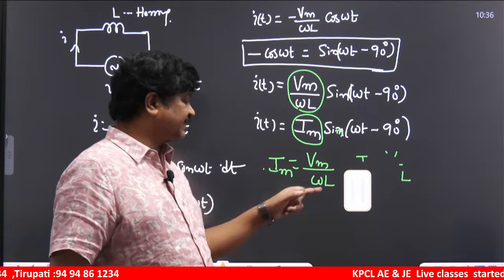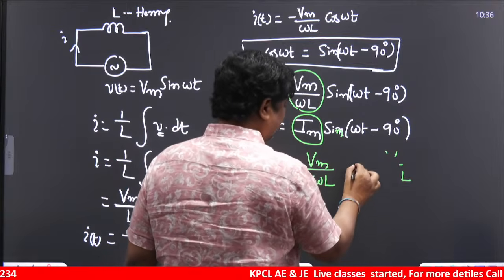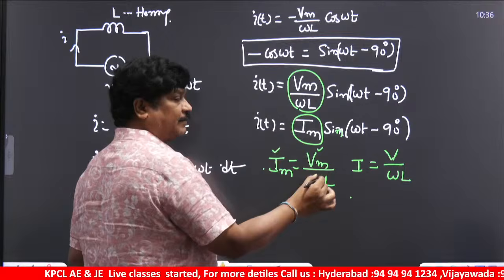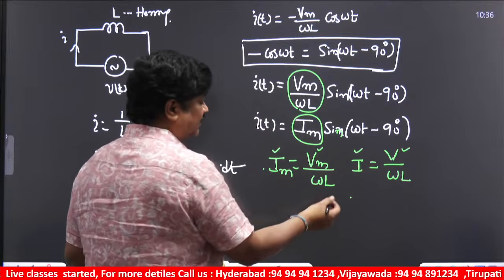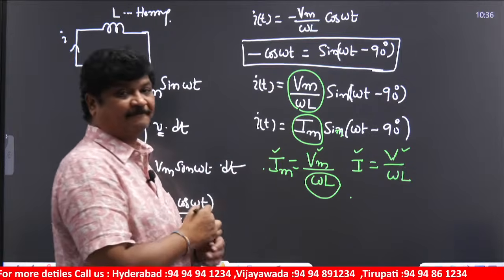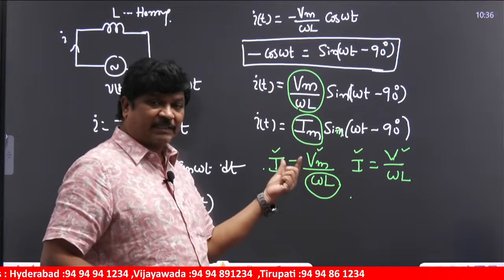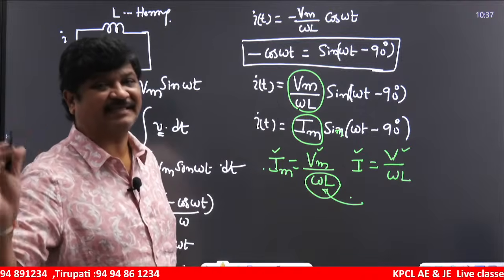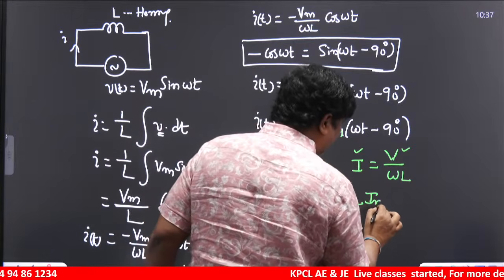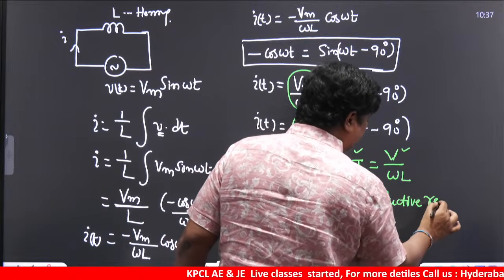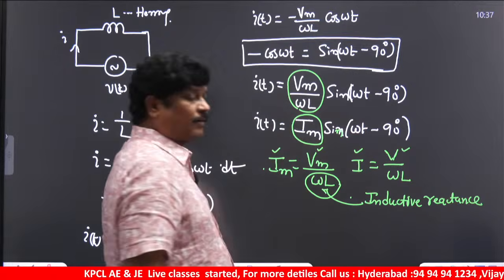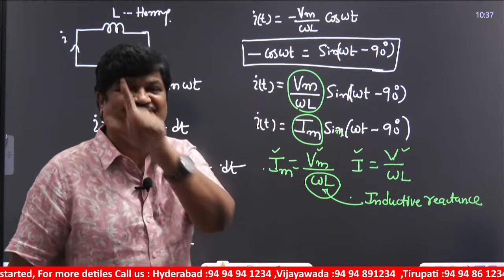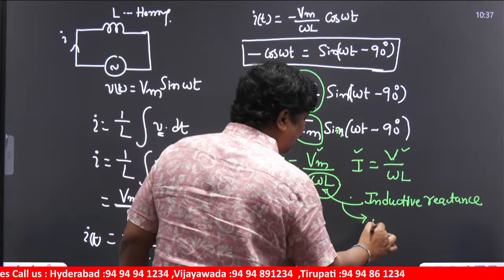Both are the same, but in this case, it is maximum current and maximum voltage, whereas the other is RMS current and RMS voltage. What is omega L? What are the units for omega L? Omega L is nothing but the inductive reactance. The units for omega L are ohms.